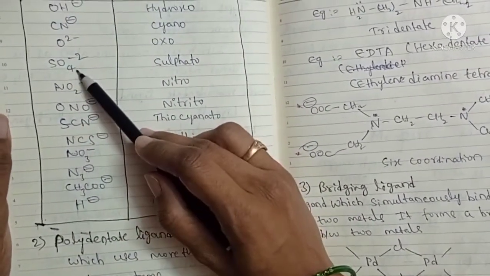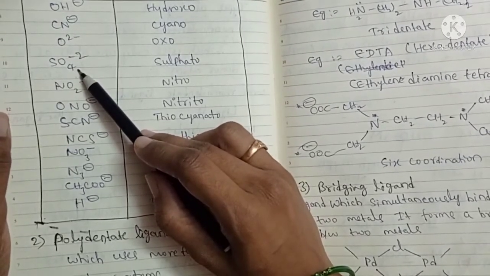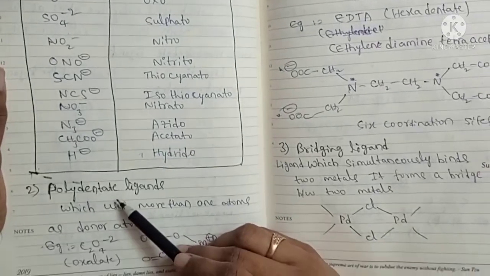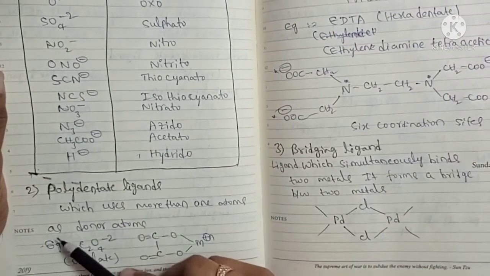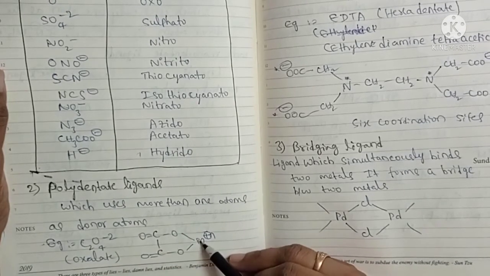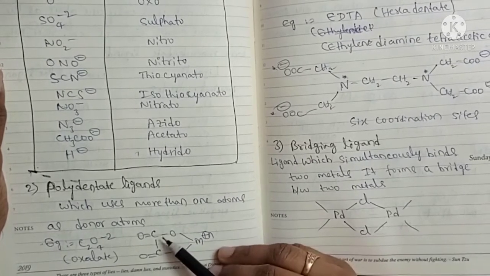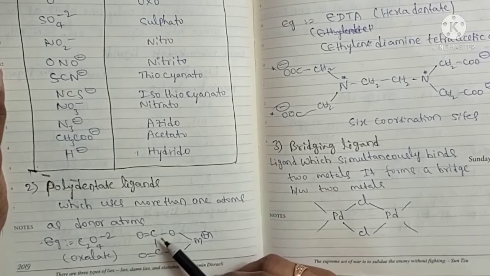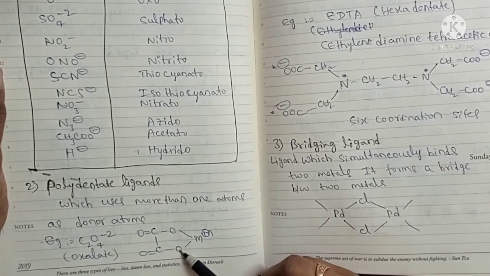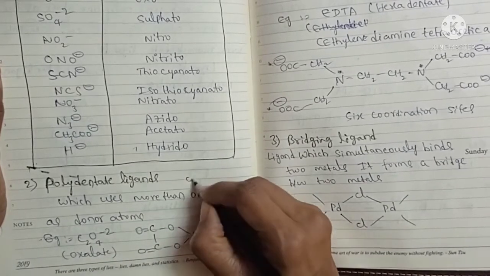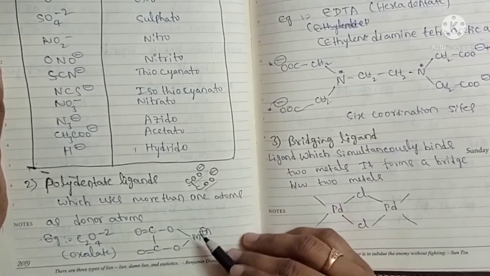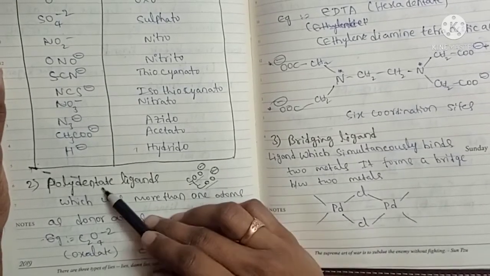This sulfate ion acts as monodentate and also as bidentate. So we can take examples of both monodentate and bidentate. Polydentate ligands use more than one atom as donor atoms. They use more than one atom to donate to the metal cation. And here oxalate, the structure of oxalate is C double bond O minus and C double bond O minus. So C2O4 2 minus. So this is the structure of oxalate. It is a bidentate ligand. So this comes under polydentate ligand.